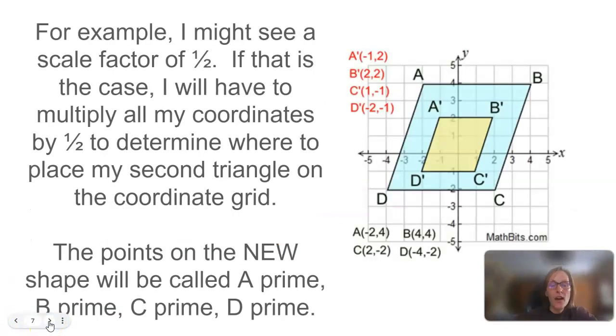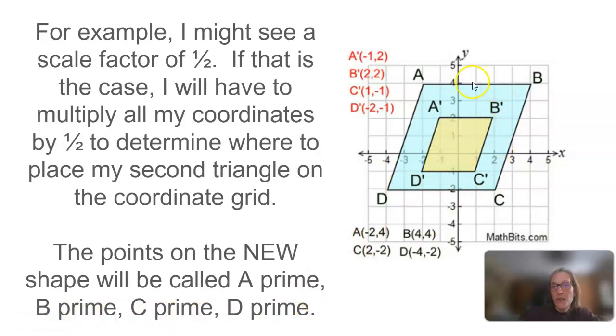Okay, now that you have your definitions down in your notebook, I have a little explanation for you. If I have a scale factor of 1/2, I will have to multiply all of my coordinates by the scale factor of 1/2 to determine where to place my second triangle or shape on the coordinate grid. The points on the new shape will be called A prime, B prime, C prime, and D prime.